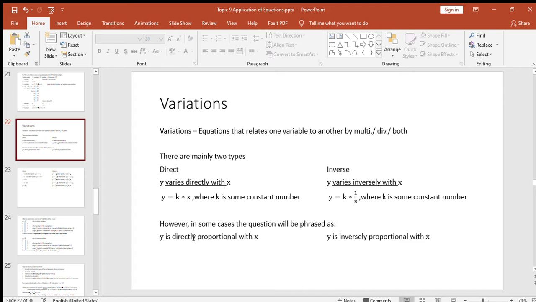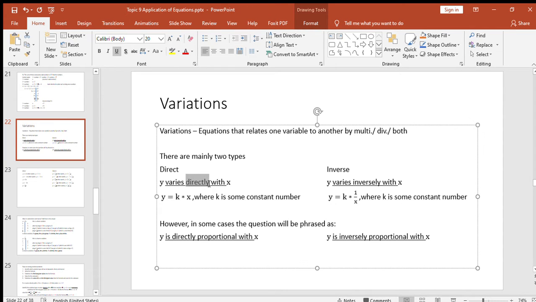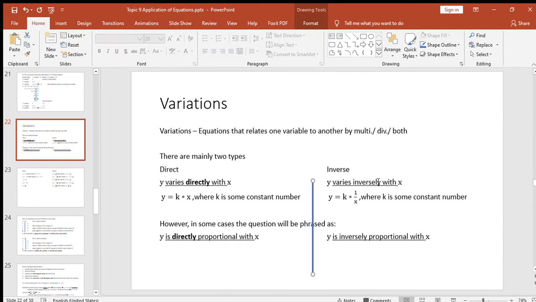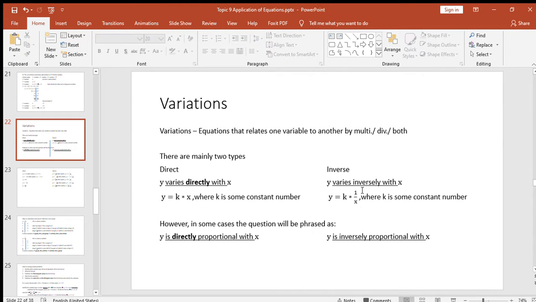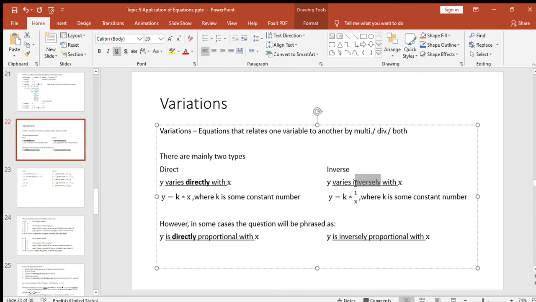Essentially, if it says direct, we're doing direct variation. If it says inverse, we're doing inverse variation, no matter what. That's pretty much our keyword, I guess. So if it says direct, whatever words follow, you know we're doing direct variation. If it says inversely, we're doing inverse variation. Okay?